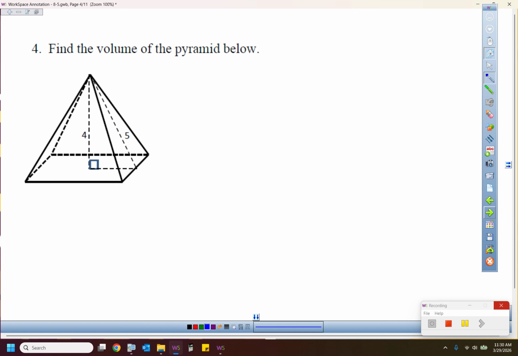So find the volume of this pyramid below. So sweet shape recognition, it is the pyramid. I need to do the formula, 1/3 base area times height. It doesn't say that it's a square pyramid, so we have to assume that it is a square pyramid, which is a bad worksheet right here.